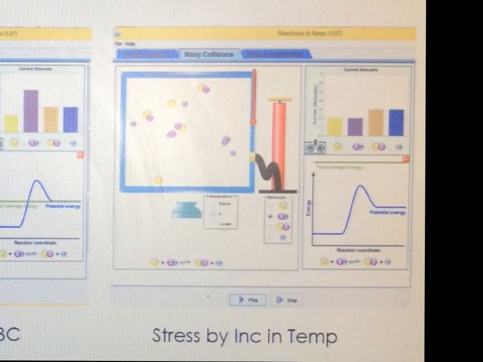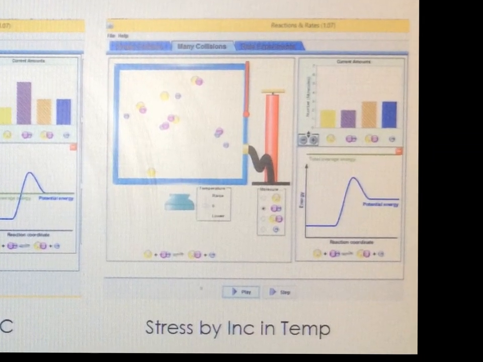Here is another example, stressing by increasing the temperature. We haven't touched the reactants or the products at all. However, we've increased the temperature of the system. When that happens, there's no increase in our reactants, but there's an increase in our products, and our reactants have come down because this reaction is driven forward by the increase of temperature.